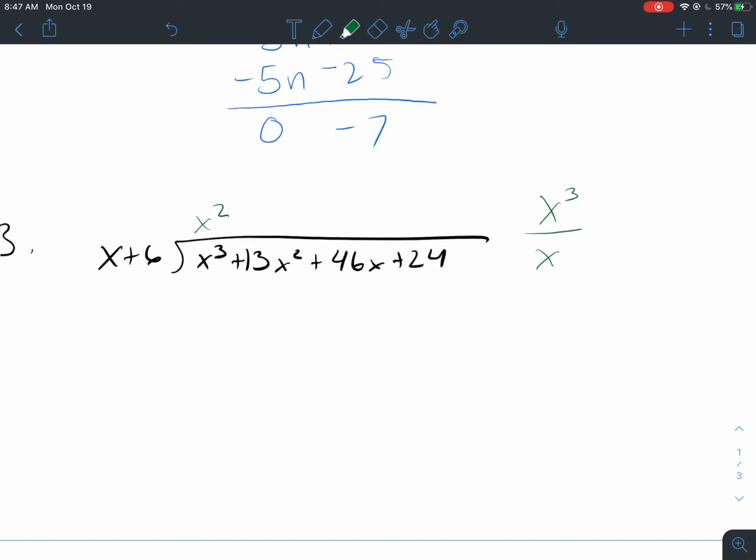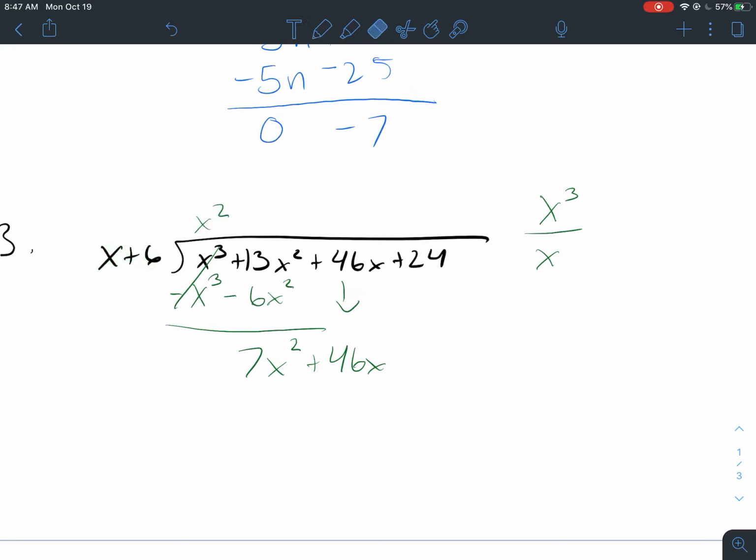So then I'm going to multiply this guy with this binomial. So I get x cubed plus 6x squared. Now, of course, I'm going to subtract. When I subtract the binomial, I have to make sure that I change the signs of both. So I get minus and minus. These guys go away, and I end up with a 7x squared. I'm going to drag my 46x down.